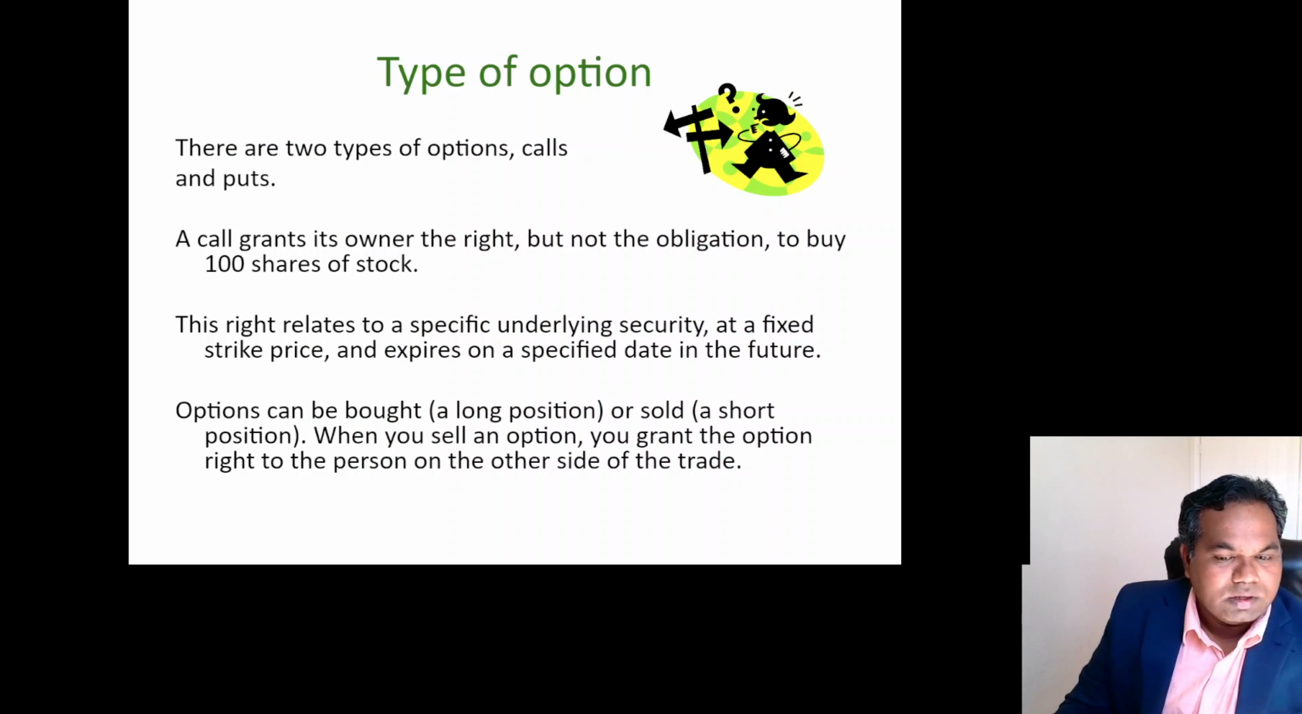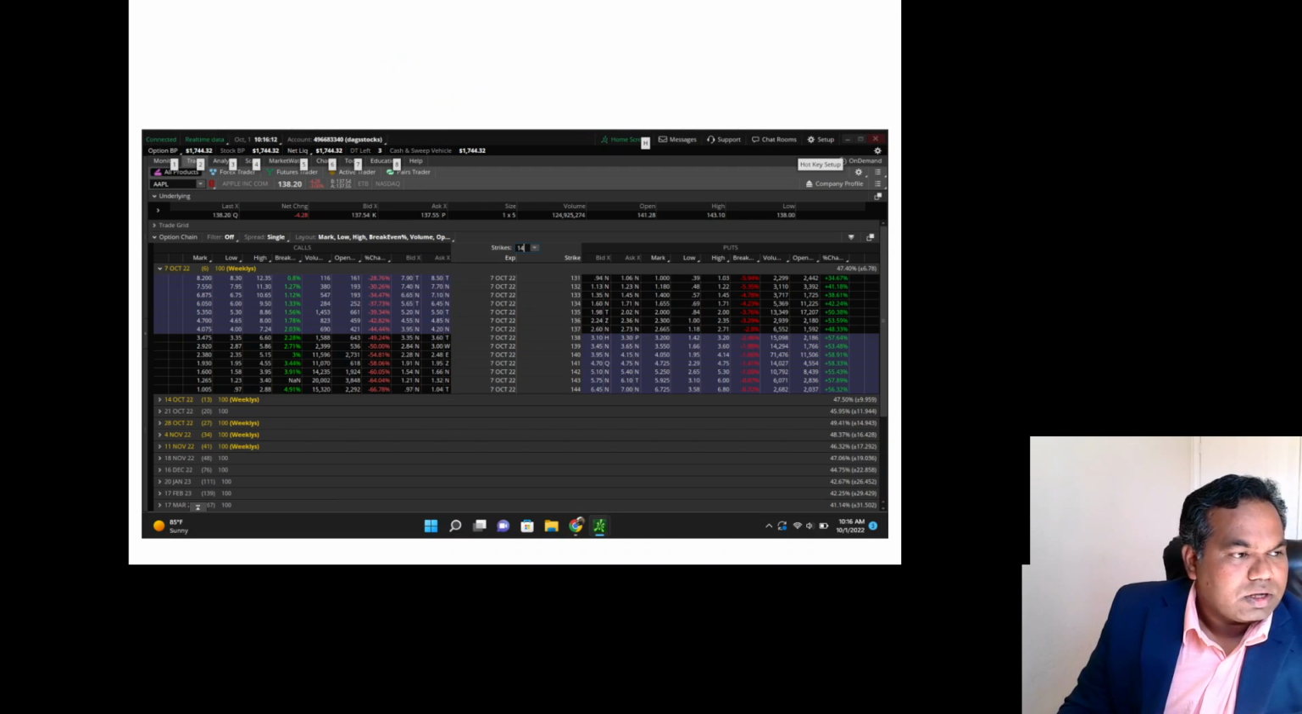There are two types of options: call and put, and there are different concepts for calls and puts, but we're just going to talk about naked calls and naked puts. As I already explained, a call gives you the right to buy 100 shares of stock. Options can be bought for long-term as well as short-term positions. When you sell an option, you grant the option right to the person on the other side of the trade. So there are two types: one is call and the other is put.